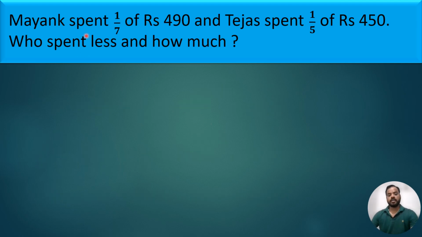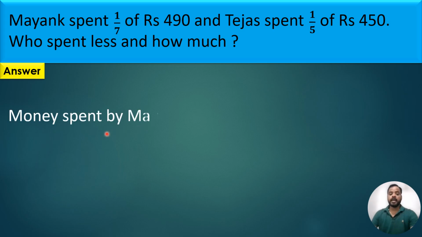Now the next question. Mayank spent 1 by 7 of rupees 490 and Tejas spent 1 by 5 of rupees 450. Who spent less and by how much? Okay. So Mayank has 490 rupees. He spent 1 by 7 part. Tejas has 450 rupees. Tejas spent 1 by 5th part. So we have to calculate who spent less and by how much.